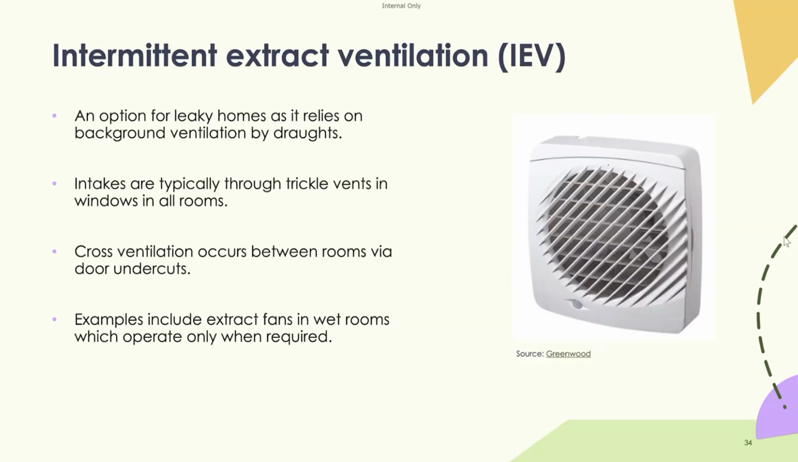So intermittent extract fans are a good option for leaky homes as it relies on background ventilation by draughts. If there are fans installed in homes, they typically will be an intermittent fan like this. And cross ventilation tends to only occur between rooms by door undercuts and trickle vents. These will usually be located in wet rooms, utility rooms, kitchens, things like that. And typically they'll either have a humidistat or they'll be connected to the light switch. So they turn on, and whilst you're using the toilet or the kitchen or utility room, there'll be a 5-minute overrun, and after that, they switch off.